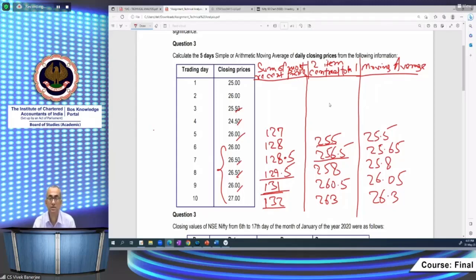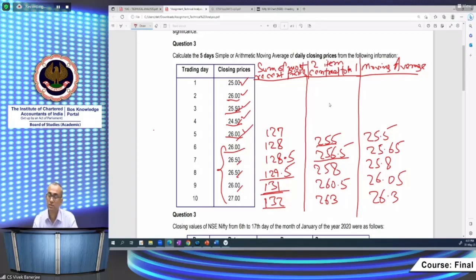So this way it is actually calculated. How do we proceed? Trading day and closing prices are given. We calculate the sum of most recent prices. First we added the first 5 trading days, means 25 plus 26 plus 25.5 plus 24.5 plus 26. It is coming to 127. Then again the next 5, means 26 plus 25.5 plus 24.5 plus 26 plus 26. It will come to 128 and so on.